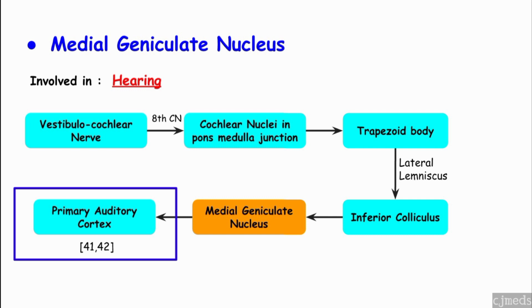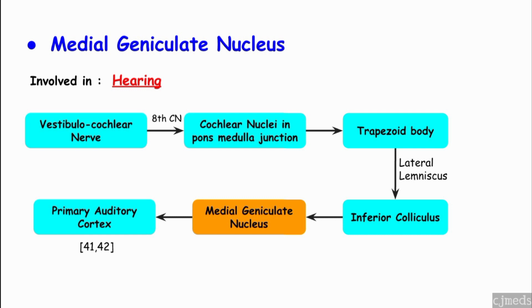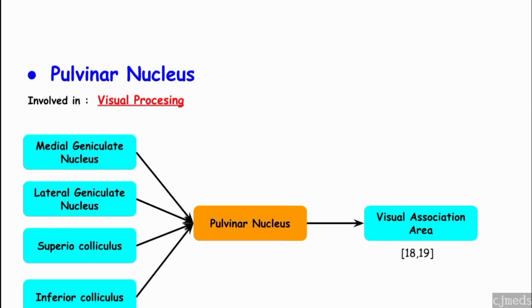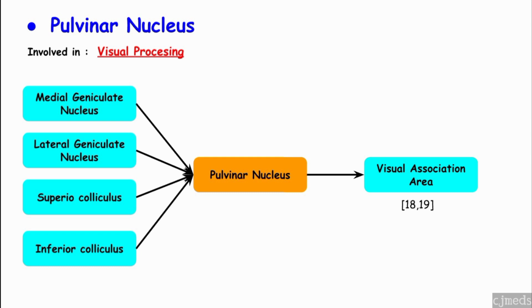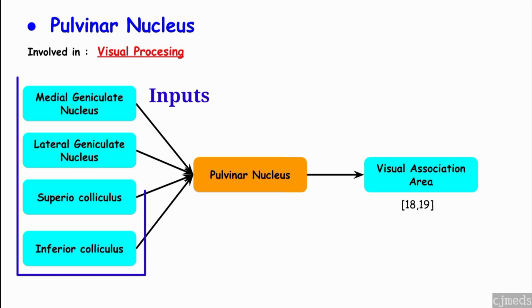It is Brodmann area 41 and 42. Great. With this, we have completed the discussion of the medial geniculate nucleus. Now let's move towards the next sensory nucleus of the thalamus, the pulvinar nucleus. It receives information from the medial geniculate nucleus, lateral geniculate nucleus, superior colliculus and inferior colliculus.